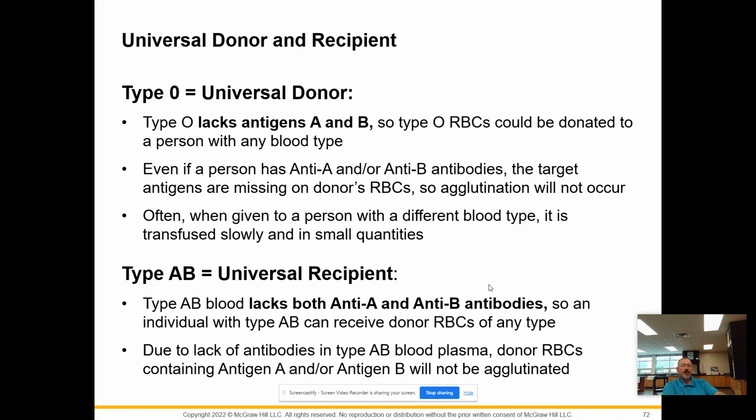Let's go through the different types of donors and recipients. What I recommend is that you make a table with the different blood types A, B, AB, and O, and then columns for can give to and can receive from, and fill in that table as you go through. O is the universal donor, and it's the universal donor because it doesn't have any antigens on its cells. So it can give to any recipient without causing any kind of agglutination. O lacks antigens A and B, so it can be given to anybody.